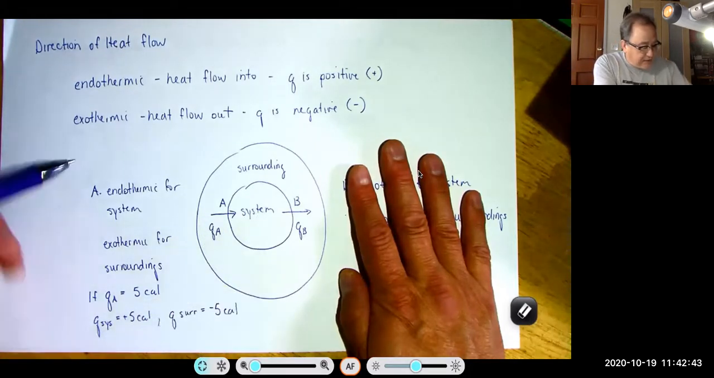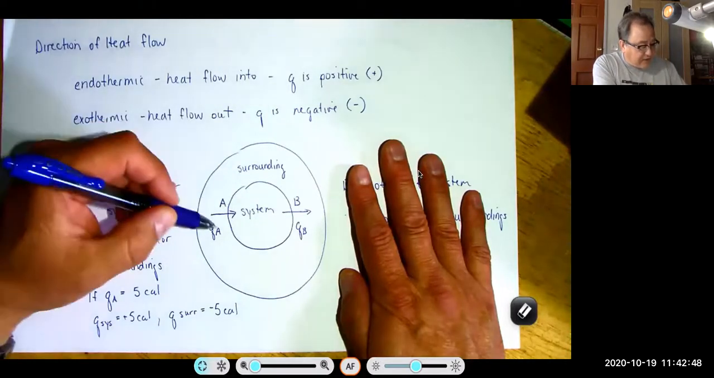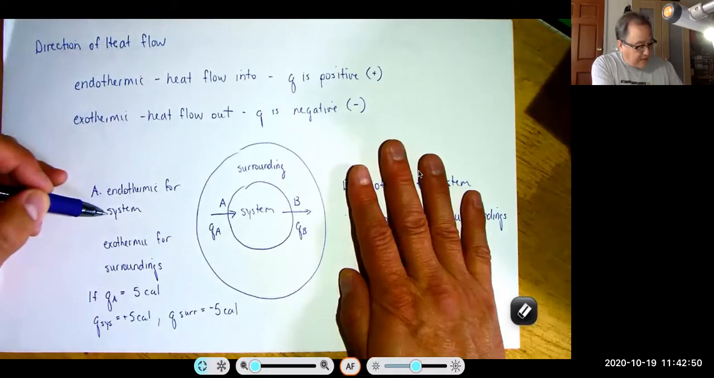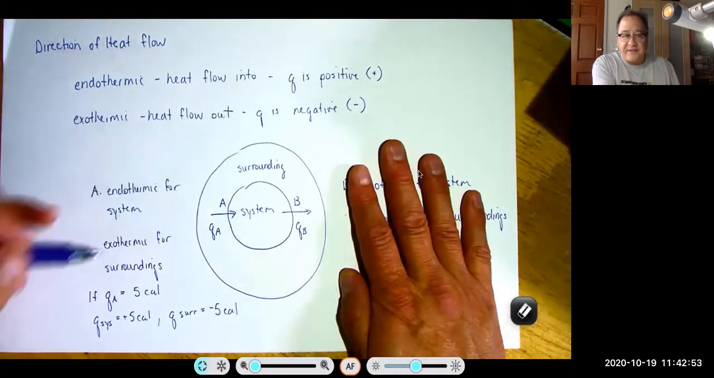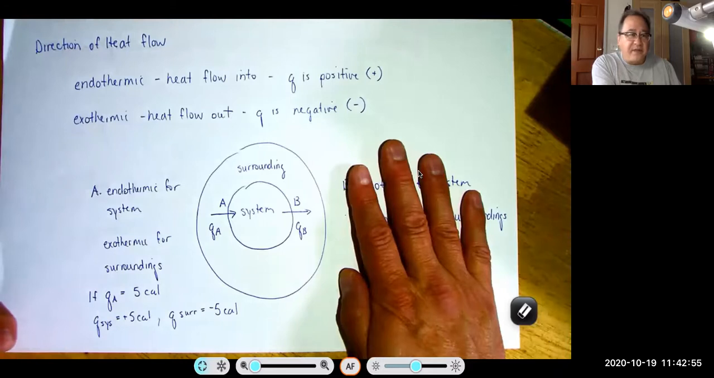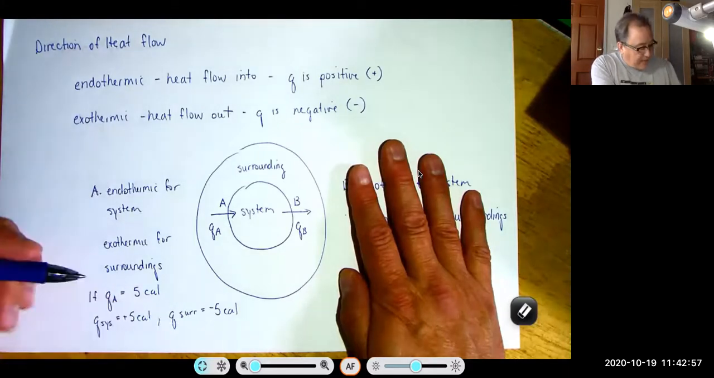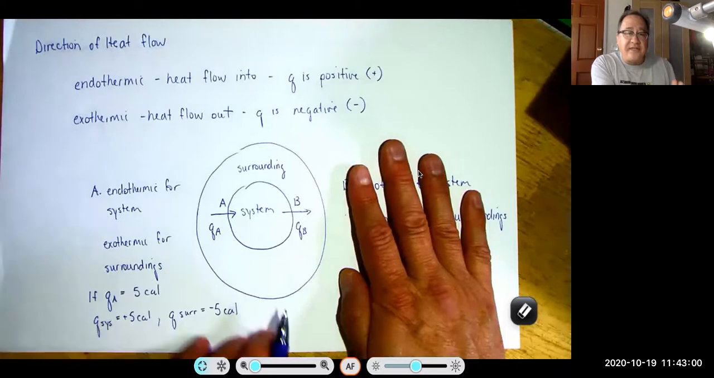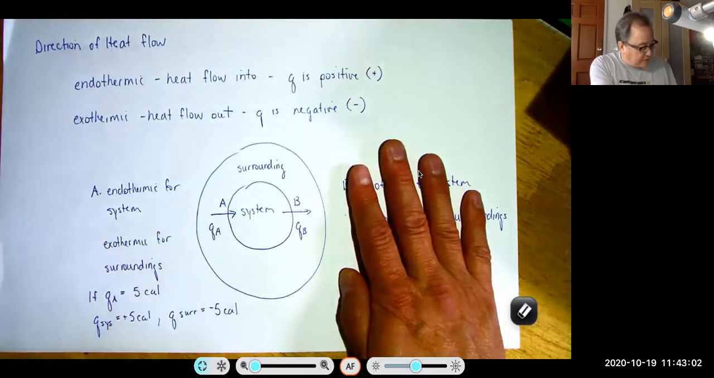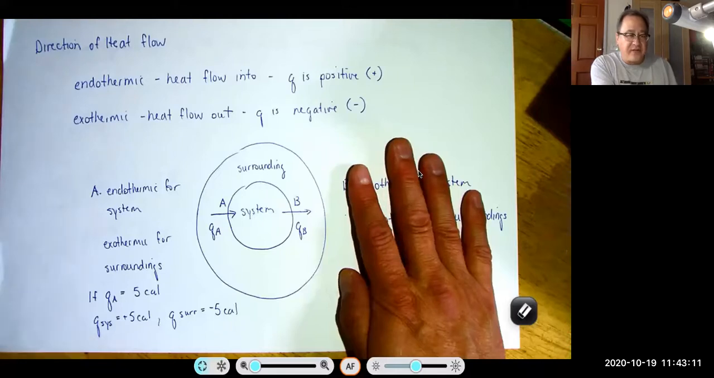So here, since energy is being absorbed by the system, we say that this event is endothermic for the system, and it's exothermic for the surroundings. So endo, because we're adding heat to the system, and exo, because we're losing heat from the surroundings. Now, the interesting thing here is that if the amount of heat being absorbed by the system is plus 5 kcals, that means that the surroundings, due to the law of the conservation of energy, has to be losing specifically minus 5 calories of energy.